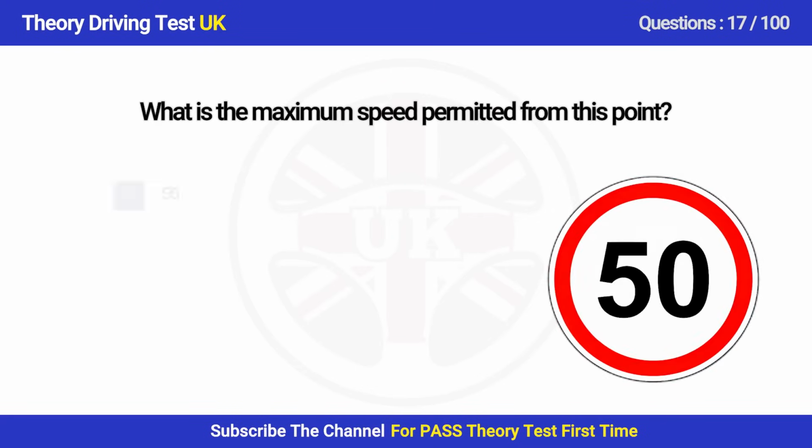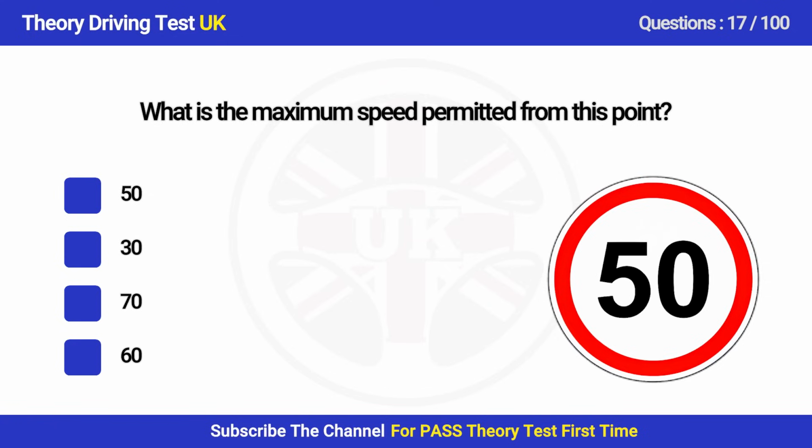Question 17. What is the maximum speed permitted from this point? A. 50, B. 30, C. 70, D. 60.